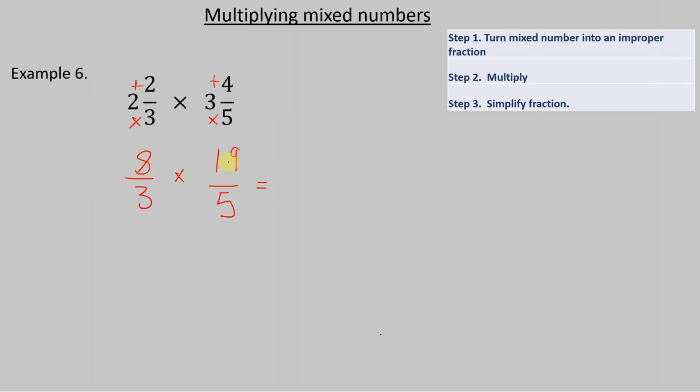8 times 20 will be 160. We're going to take off 8 from that to give us 152. It's 152, and the denominator here, 3 times 5, gives us 15. And we can see that's going to go in 10 times, giving us a remainder of 2 over 15.